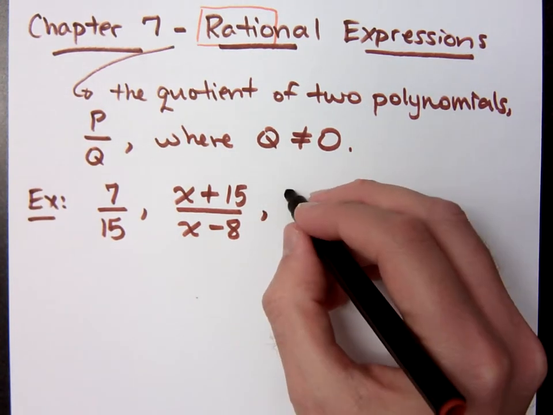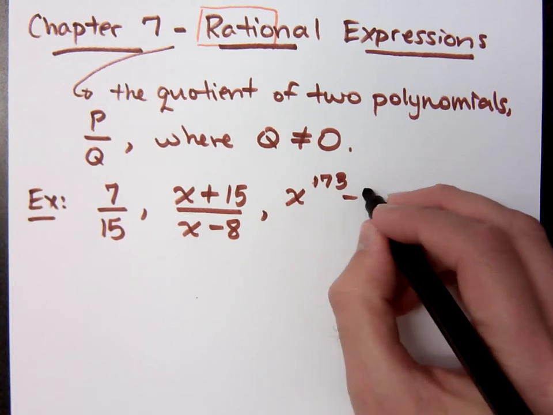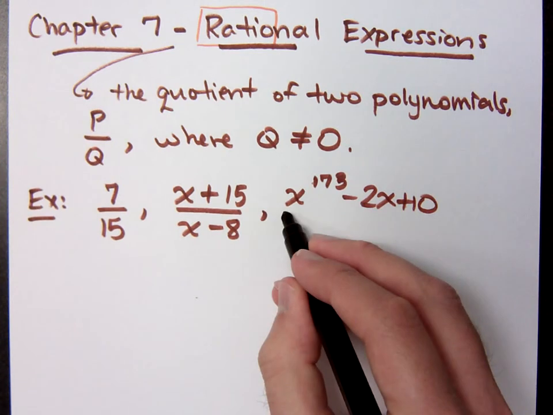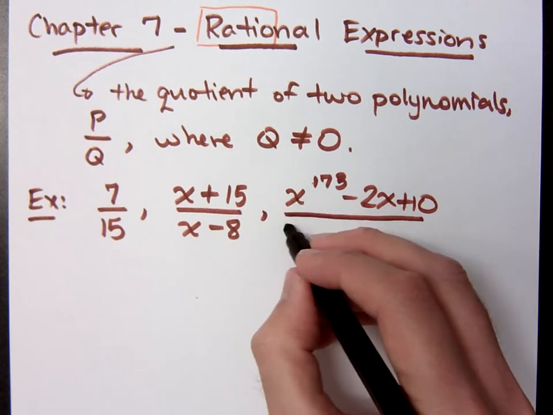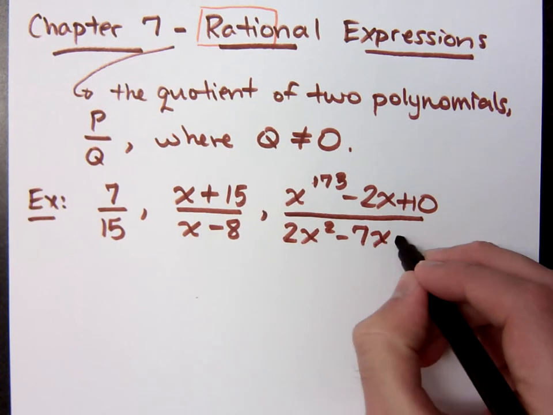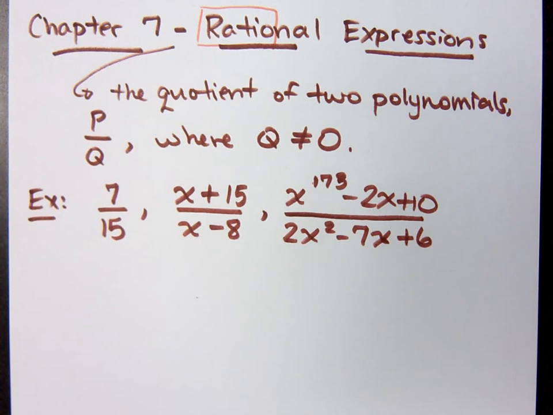And we can make things even more complicated than that. Say x to the 173rd minus 2x plus 10 over 2x squared minus 7x plus 6. These are all examples of rational expressions. Okay. Now what we're going to do with these is the same thing that you've done with fractions before. We're going to talk about how we can add, subtract, multiply, and divide these.